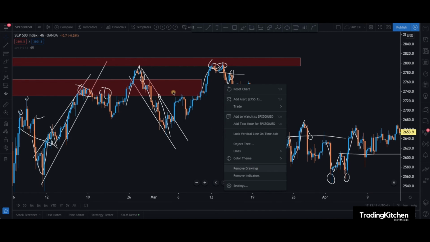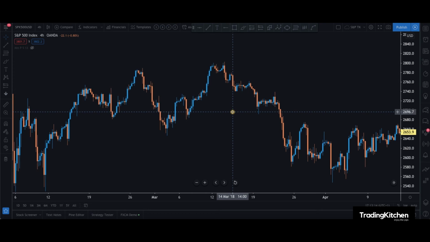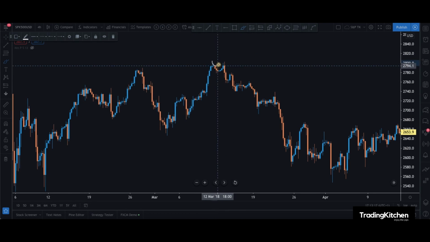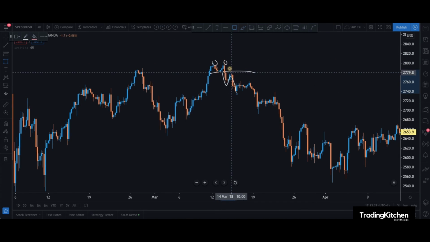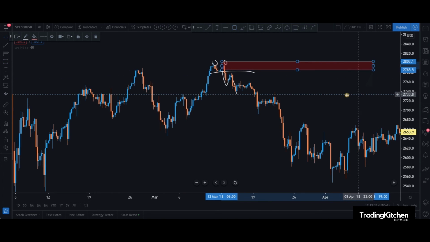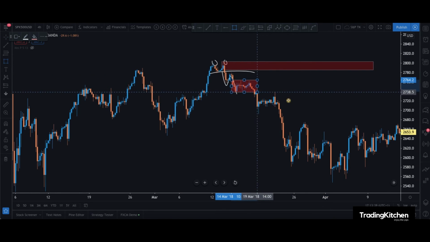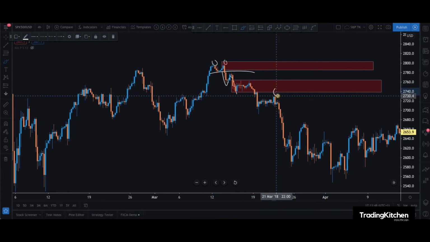Let me remove this. This is a double top, neckline, breakout, retested, and goes down. This is an impulse, so maybe this will be a good structure for the future. This is a very huge part of consolidation, and could be useful for a trade in the future, and that's exactly what markets do.